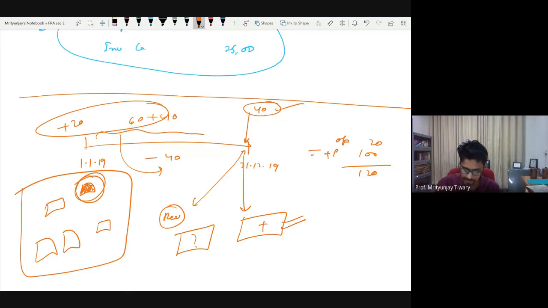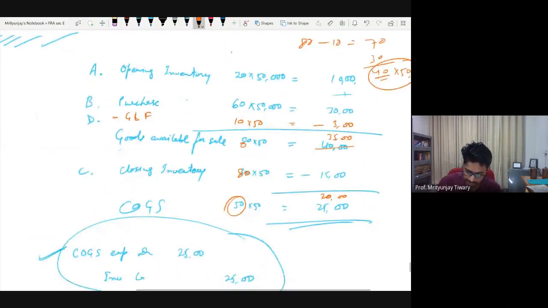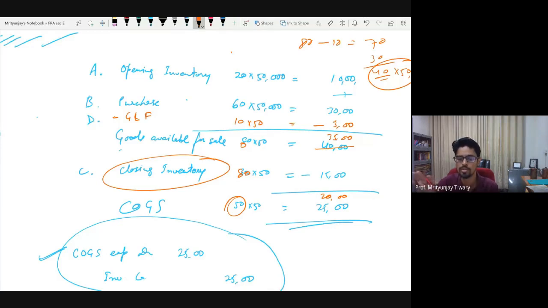Okay. So when I said to take physical stock taking, I don't mean to say switch off your mind, forget all information, and just count the number of chairs or fridges or whatever and suddenly declare that this is the closing stock. No, you don't do that. You consider all the information available. You only count those pieces which belong to you.